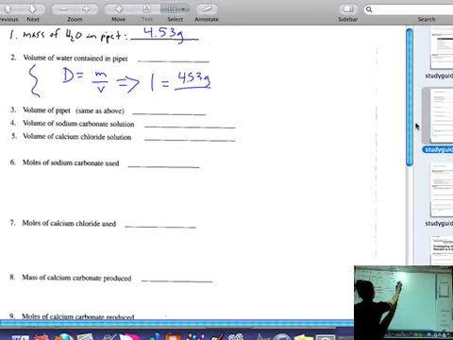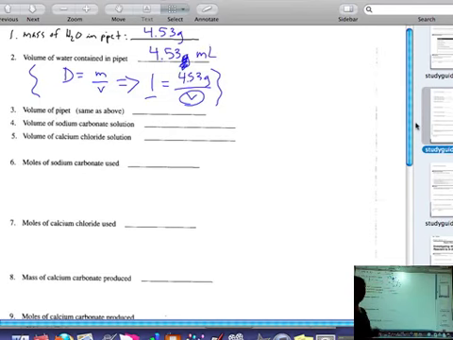4.53 grams over volume. So in order for our number on this side to equal 1, what does volume have to be? It has to be 4.53 grams. Okay? Oh, excuse me. Not grams. Mils. I'm going to call it mils. I don't like that they use centimeters cubed.